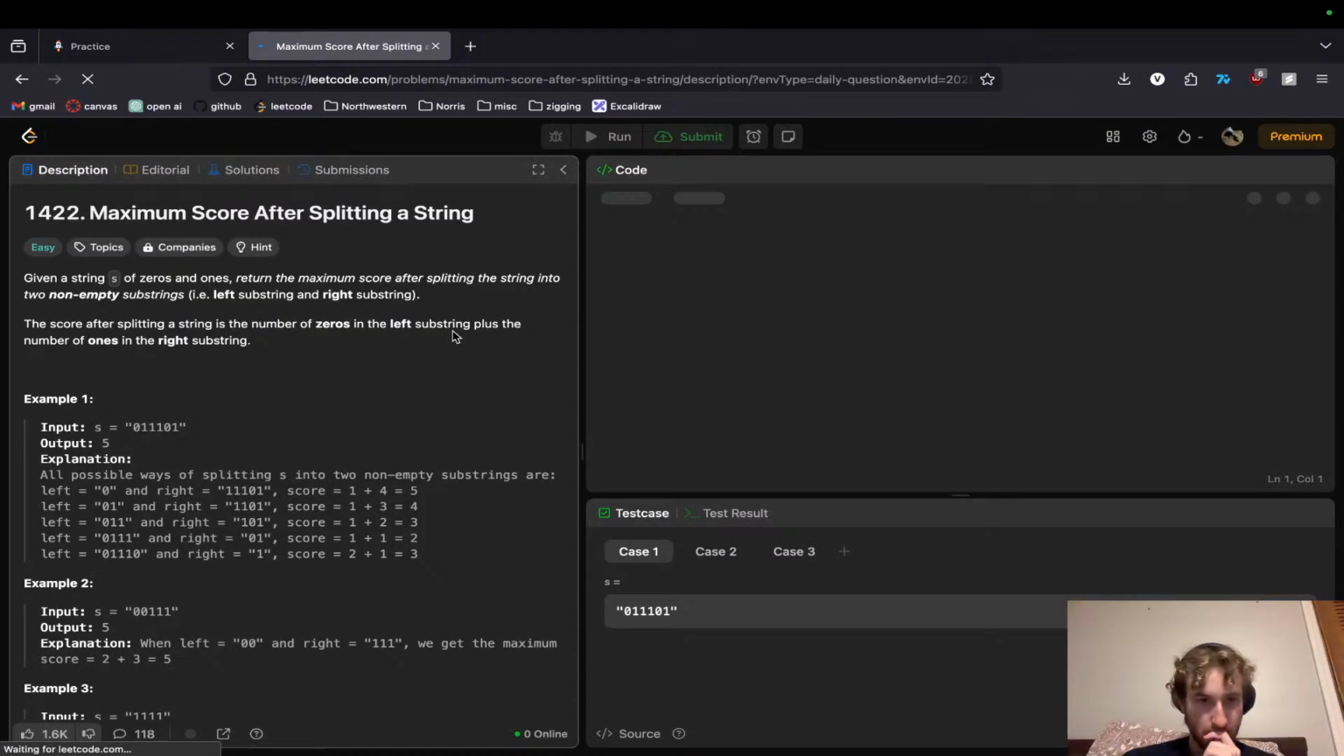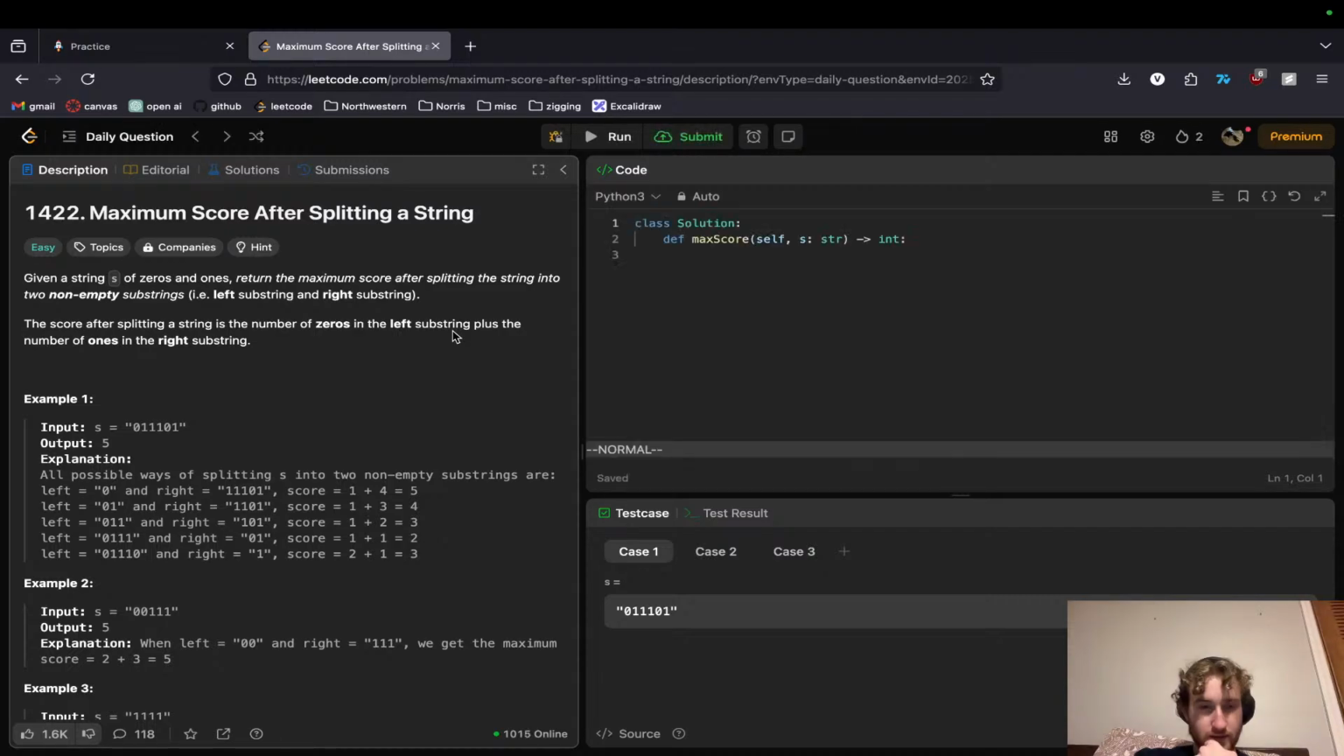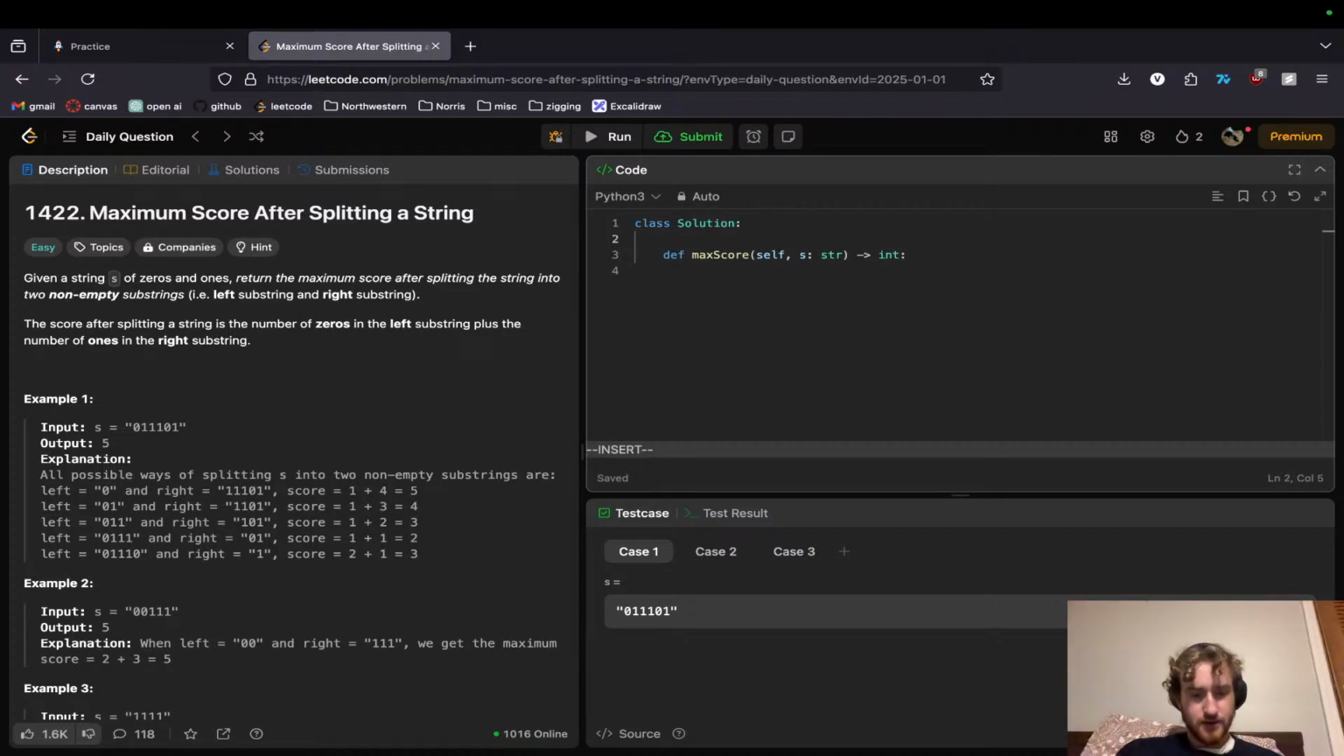Okay. Given a string S of zeros and ones, return the maximum score after splitting the string into two non-empty strings. The score after splitting a string is the number of zeros in the left plus the number of ones in the right.